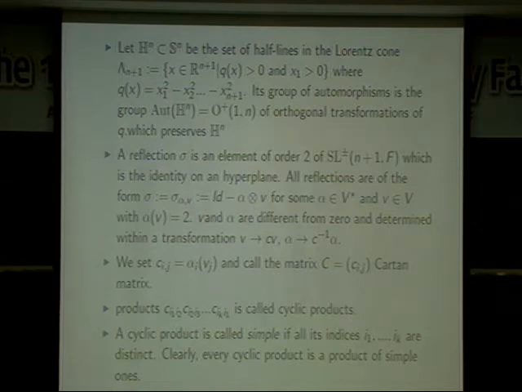And we set the matrix c_ij equal to alpha_i of b_j and call this matrix the Cartan matrix. And the product c_(i1 i2) c_(i2 i3) ... c_(ik i1), cyclically defined, is called a cyclic product. The cyclic product is called simple if all its indices are distinct. And every cyclic product is a product of simple cyclic products.